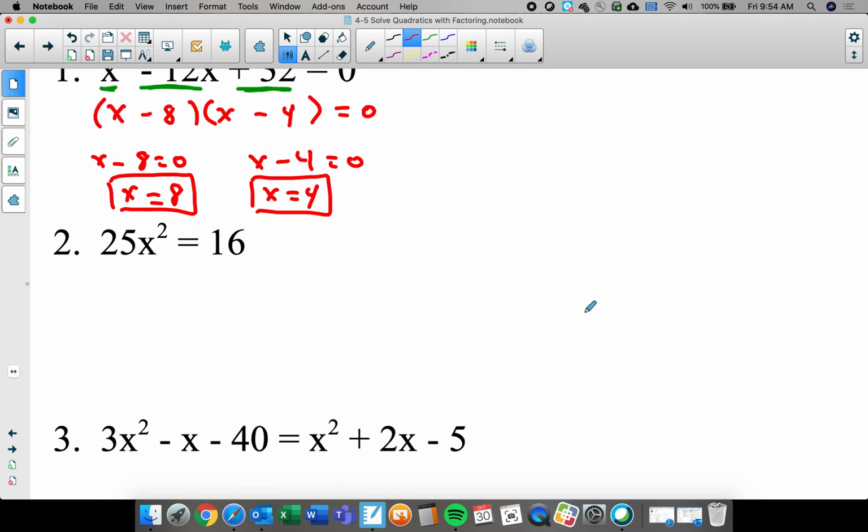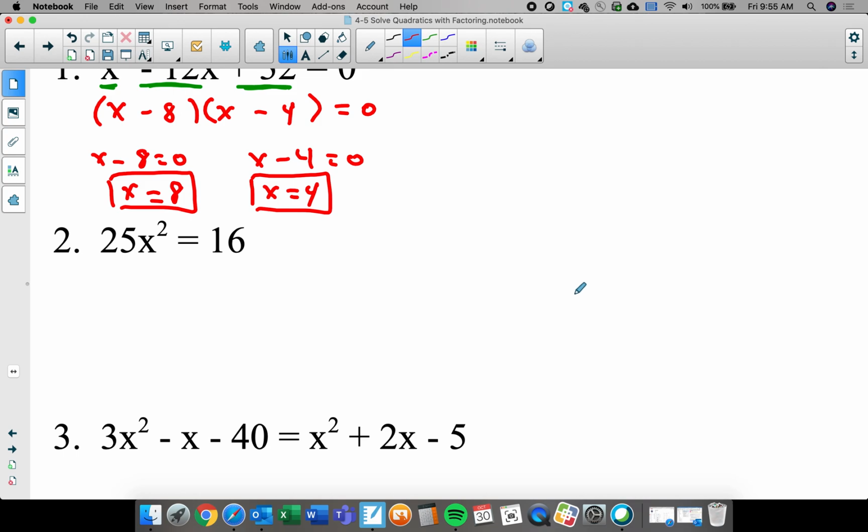Okay. In problem number 2, since this does not equal 0, we have to get it equal to 0 first. Therefore, 25x squared minus 16 equals 0. Now I can go through and try to factor. Again, I do not have any common factors, therefore I can't take anything out.